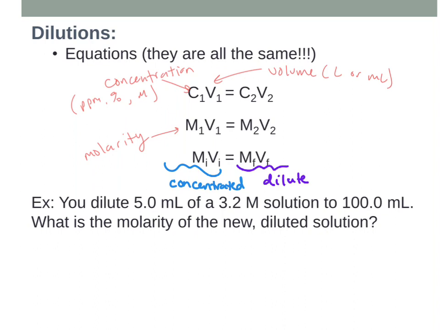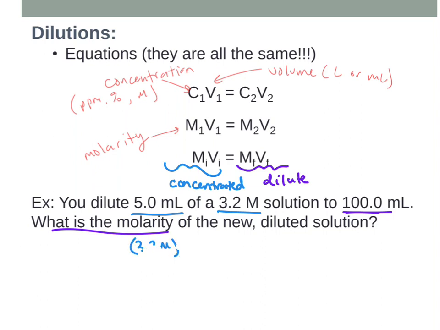So you're going to start with the thing that you begin with, your initial thing or the thing you know, which in my case is 5 milliliters of a 3.2 molar solution. The thing I'm ending up with on the other side is 100 milliliters, but I don't know what the molarity is. I'm trying to figure out the molarity. So that means I'm going to set up these right here. So 3.2 molar is the concentration of my beginning.